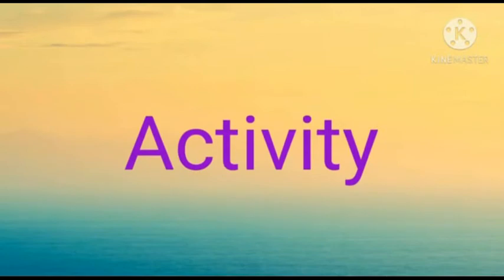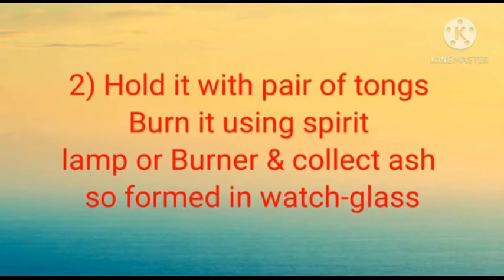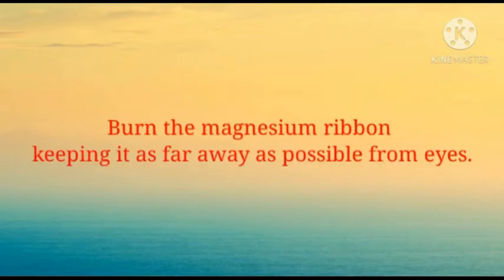So students, first clean a magnesium ribbon about 2 cm long by rubbing it with sandpaper. Second step we have to do, hold it with a pair of tongs, burn it using a spirit lamp or burner and collect the ash so formed in a watch glass. Burn the magnesium ribbon, keeping it as far away as possible from eyes.